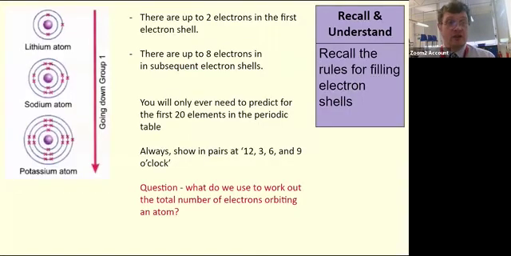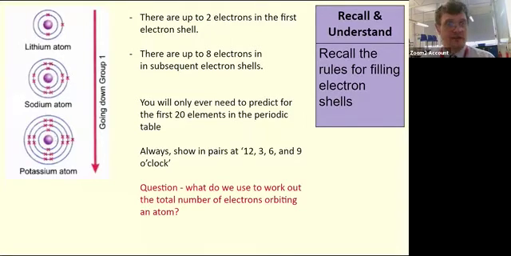Talking of electrons, you need to know about the arrangement of electrons. They're arranged in shells, or sometimes called energy levels. The first shell can fit up to 2 electrons. Once that shell has got 2 electrons in, it's full, and any further electrons get put into the second shell, or the second energy level. That one can fit up to 8. Once those 8 are all filled up, then any further electrons will go into the third shell.